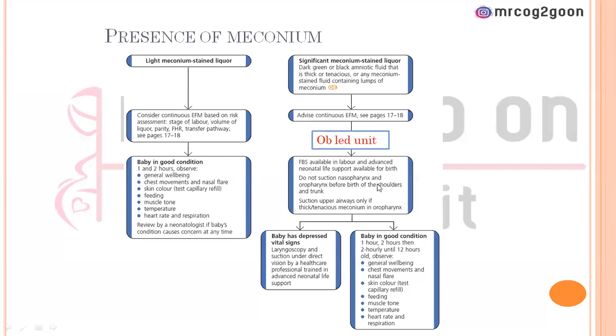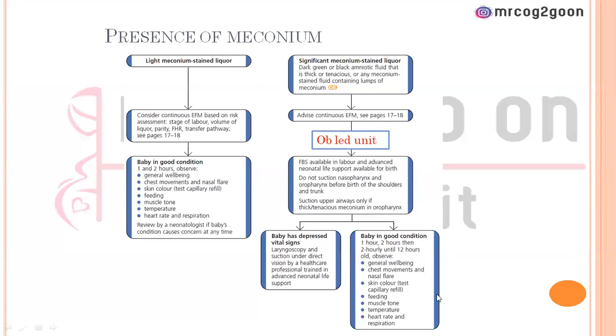Do not suction the nasopharynx and oropharynx before the birth of the shoulder and trunk. Suction the upper airways only if there is thick or tenacious meconium in the oropharynx. Okay, if the baby is in good condition, we will check again after 1 hour and 2 hours, and then 2 hourly until 12 hours.